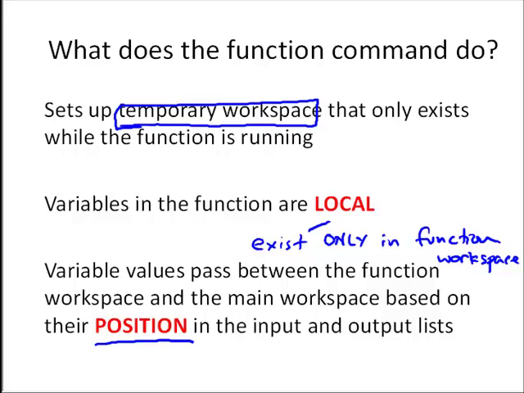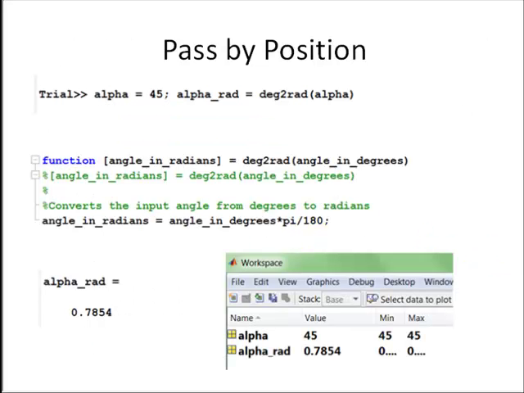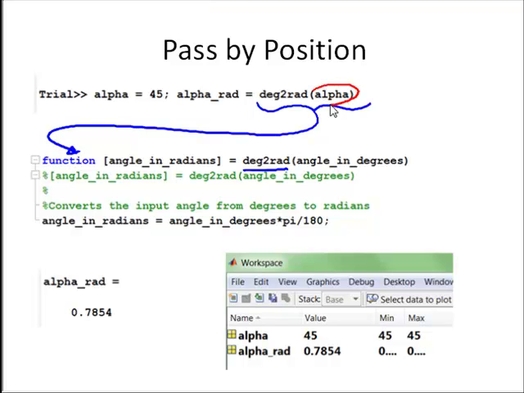Okay, so let's look a little bit more about what this means to pass by position. Here's our function call that we looked at before, alpha equals 45 and alpha_rad equals deg2rad of alpha. As soon as we write this command, MATLAB is going to go to our function M file. It's going to look for a function called deg2rad. When it finds deg2rad, it takes the variable alpha, which is the only variable in the input list, and passes that in to the variable angle in degrees.